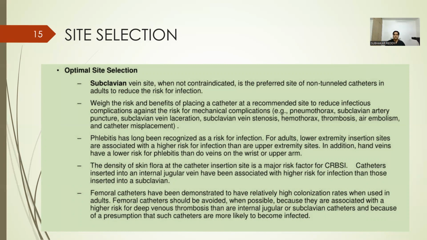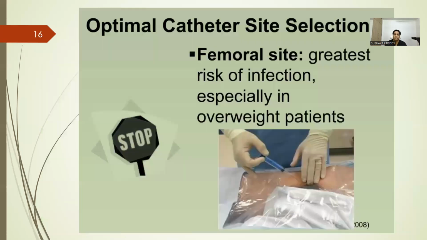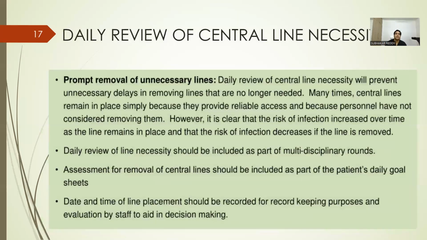Even in upper extremities, cannulation in the hand poses a lesser risk of phlebitis than the forearm and arm. Highly contaminated areas like the femoral area should be avoided, and daily review of line necessity should be done. Many times central lines are simply left in place because they provide reliable access and the personnel have not considered removing them. So daily line necessity should be included in your discipline rounds and sheets.